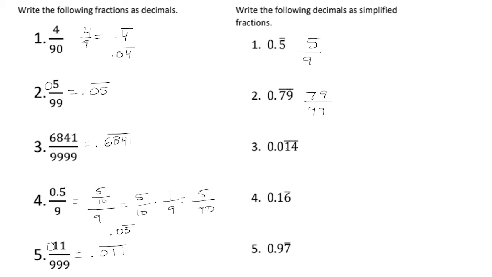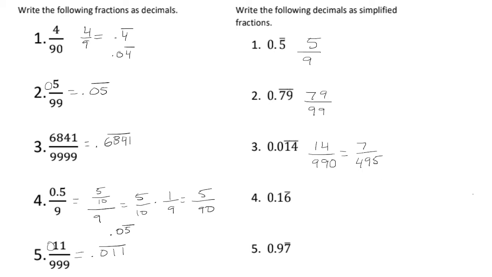For 3, we have 14 repeating, but the mistake here is to say 14 over 99. Well, that would work if there was no 0 there. But because there's a 0, you want to divide by 10, or in other words, include a 0 at the denominator. But here we want to write it as simplified fractions, so we have to divide the top and the bottom by 2, and we end up with 7 over 495.